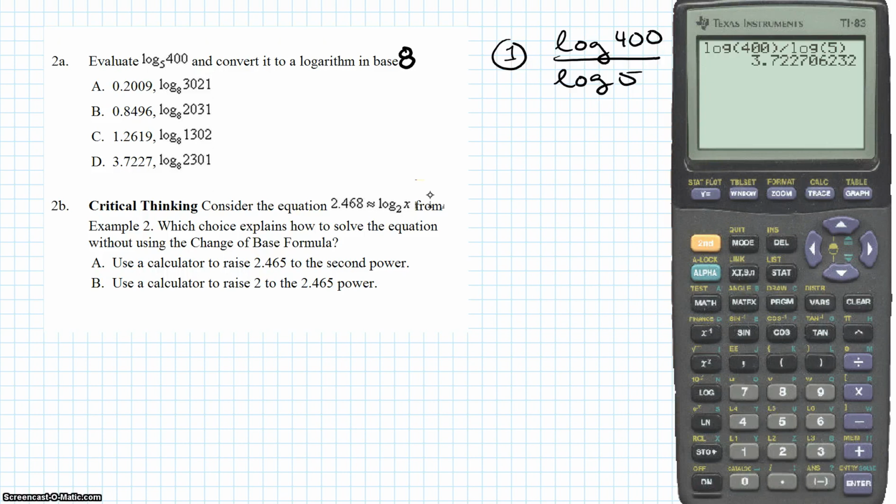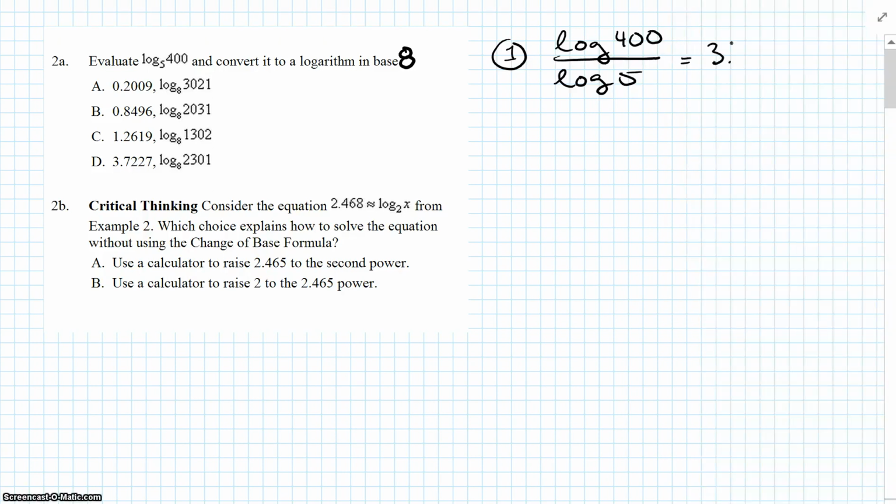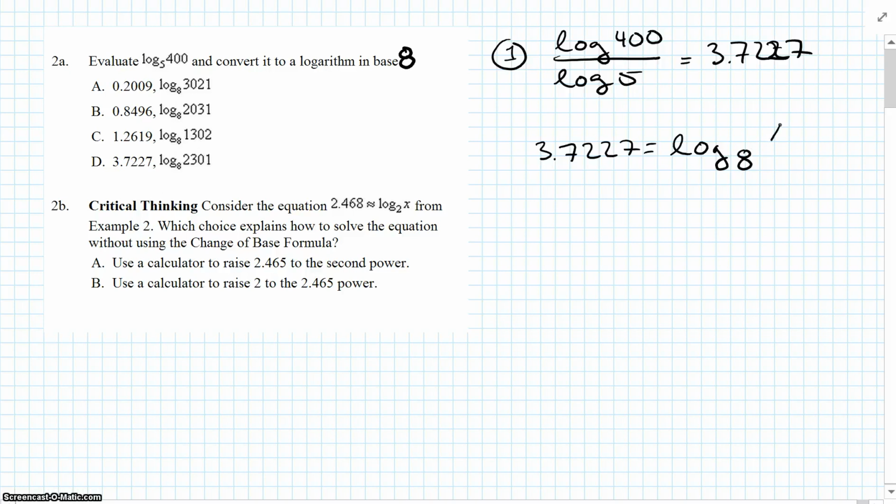And we get 3.7227. Okay, so now we're going to say 3.7227 equals log base 8 of x. So I can say 8 to the 3.7227 power equals x.